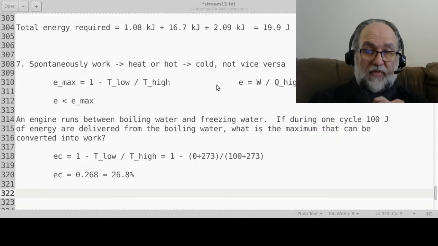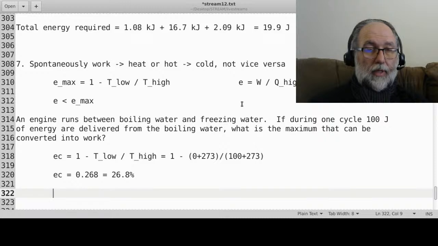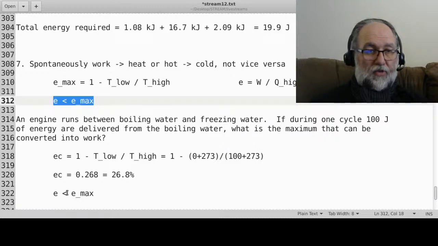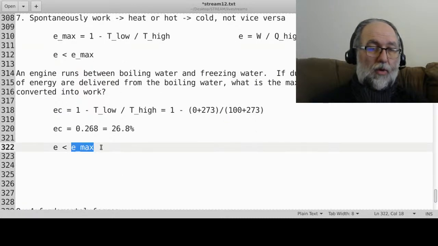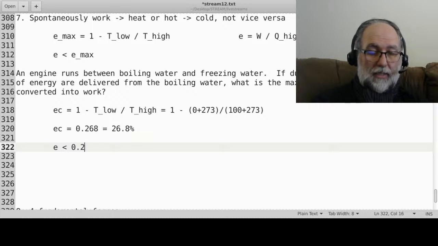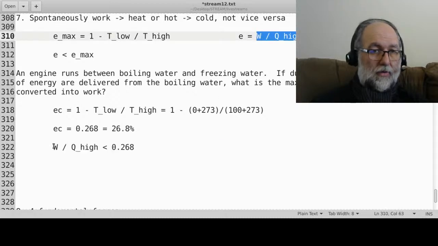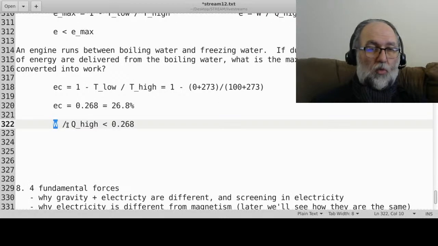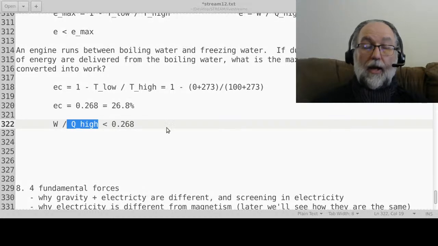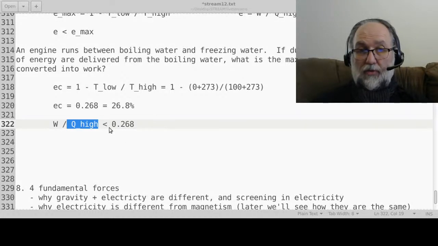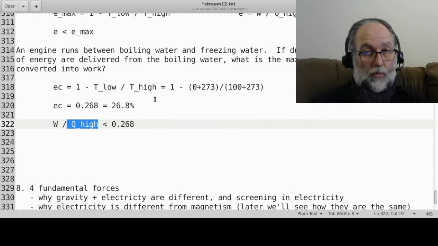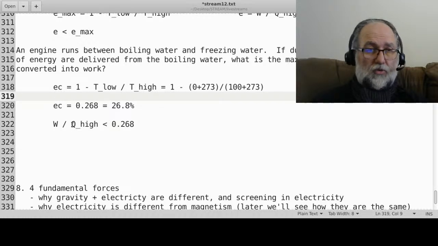But just as far as the physical limit, because of the second law of thermodynamics, you're not going to get more than 26.8%. Now, this has to be true, okay? And we've already determined that this maximum is that. And so with that E there, for the E, we can write in this. Okay? The ratio of the work to how much energy is absorbed from the high has to be less than that 26.8%.